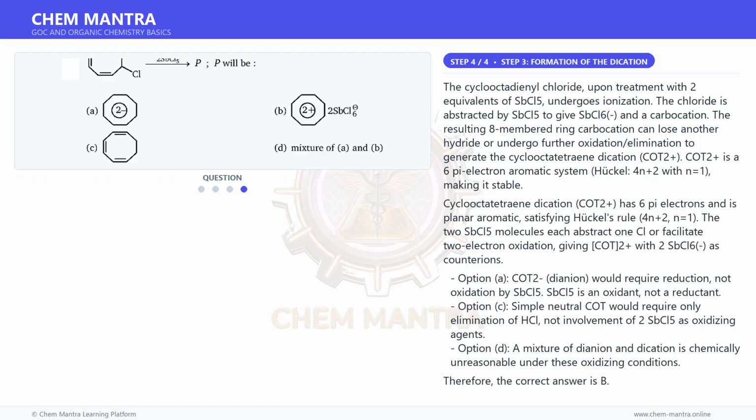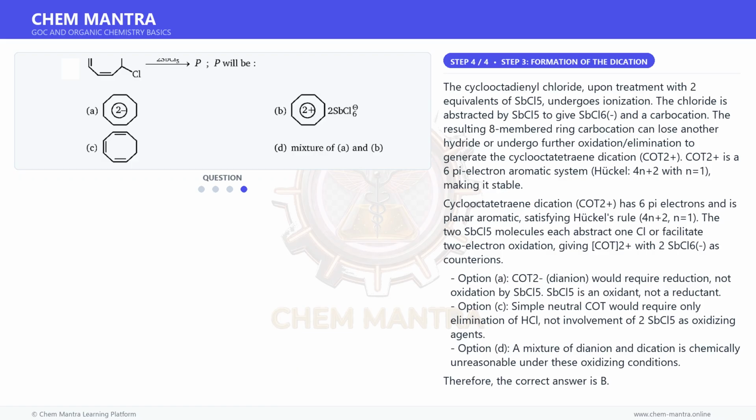COT2+ is a 6-pi-electron aromatic system, Hückel 4n+2 with n equal to 1, making it stable. The cyclooctatetraene dication, COT2+, has 6 pi electrons and is planar and aromatic, satisfying Hückel's rule, 4n+2, n equal to 1. The 2 SbCl5 molecules each abstract 1 Cl or facilitate 2-electron oxidation, giving COT2+ with 2 SbCl6- as counterions.